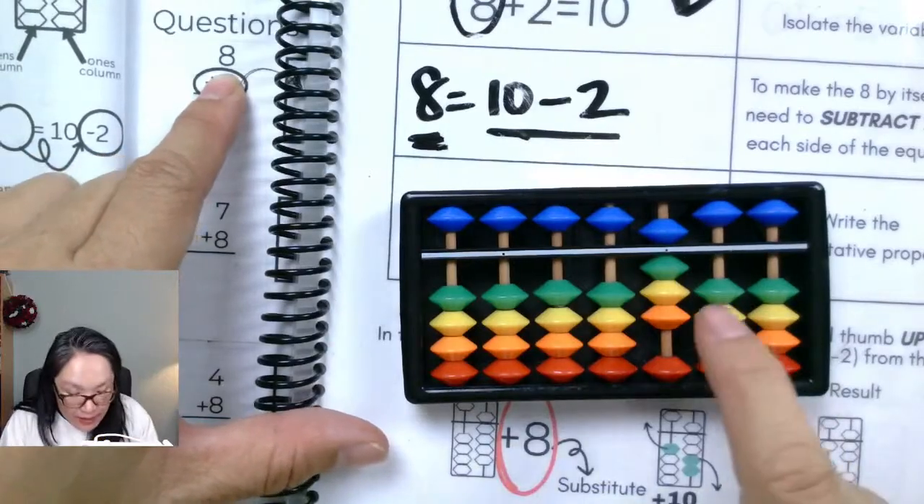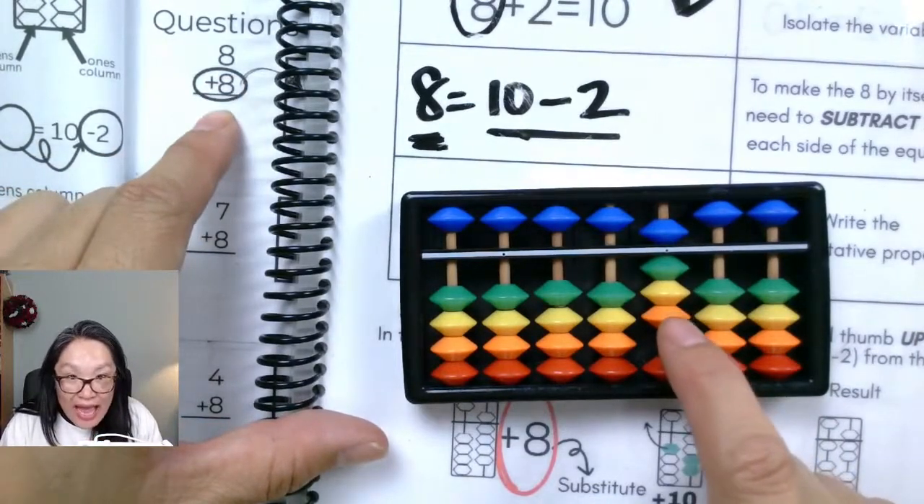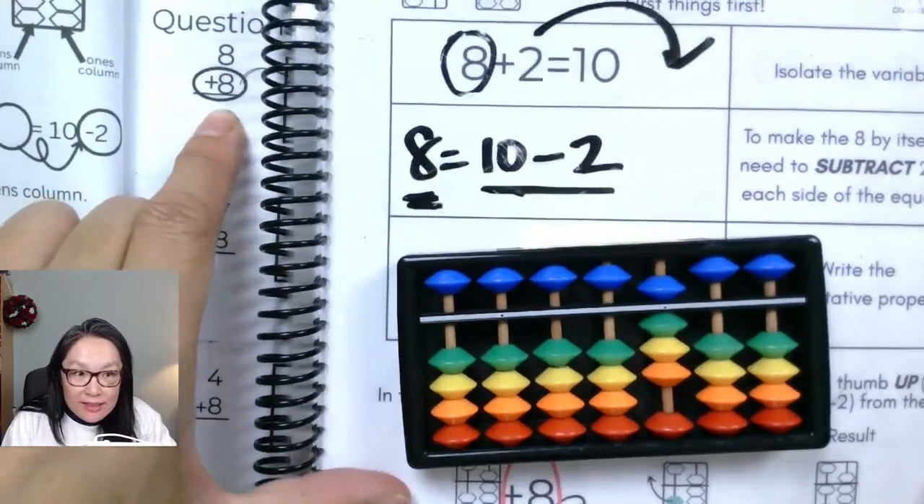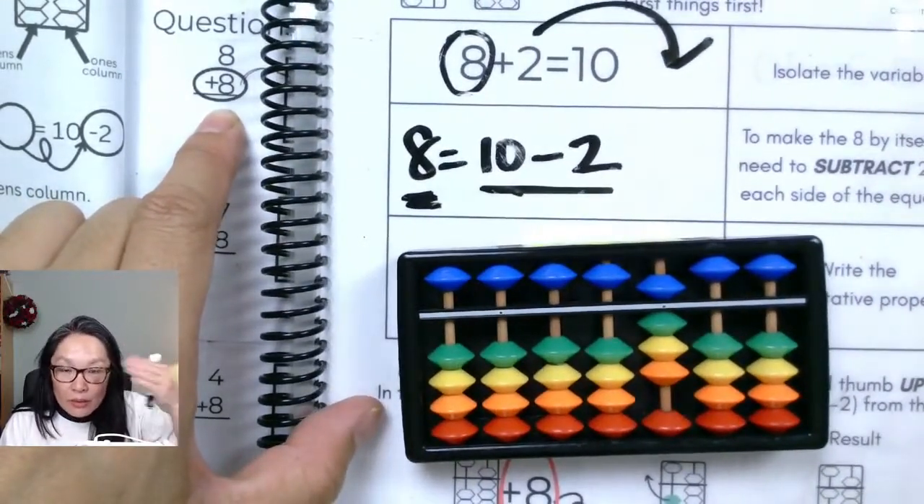So what's going to happen is we're going to add another 8. To add another 8, we're going to modify our formula. We're going to modify this number sentence. We're going to make it better. We're going to make our numbers work for us.